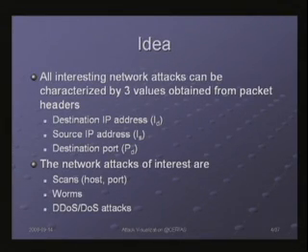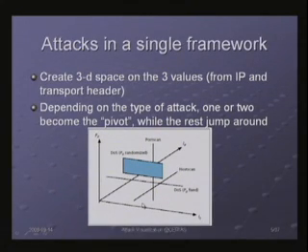So if you visualize this idea, you can draw this picture. We talked about three values, so we're going to use those three values to generate this 3D space, and the 3D space will be drawn on these three axes: source IP address, destination IP address, and destination port. And if you think about, say, a host scan.